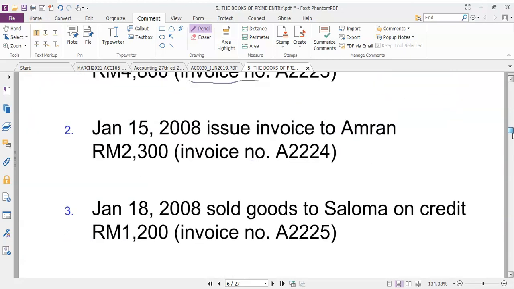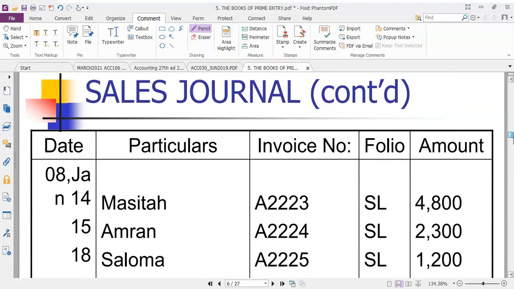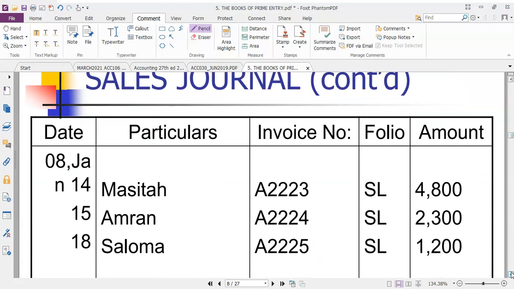Okay. Next. Ni dia punya contoh dia. So, macam mana bentuk journal tersebut? So, here. This is what you call sales journal. Okay. Sales journals are the date. You must open column for date. And then second is for particulars. The third column is for invoice number.